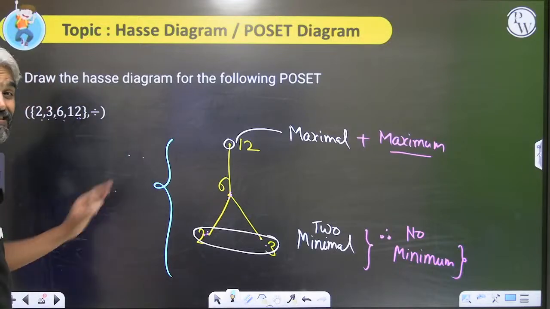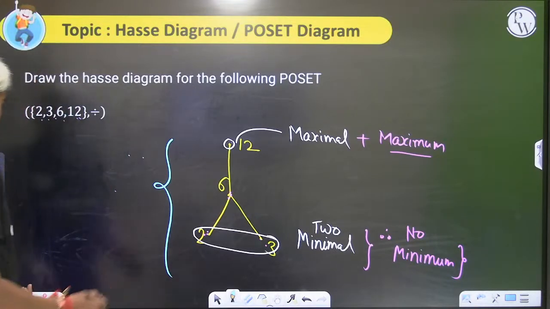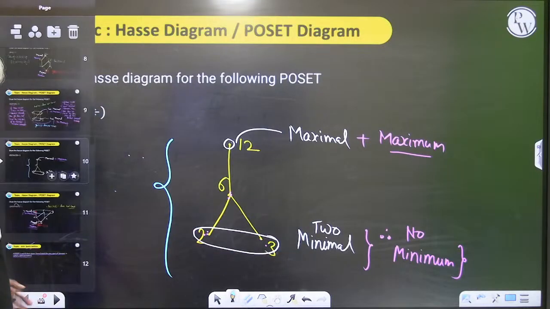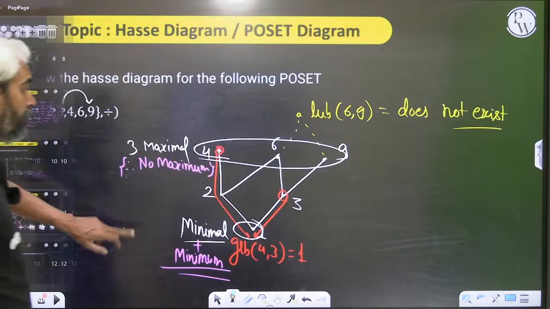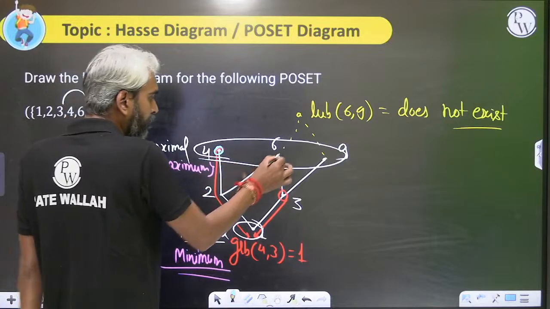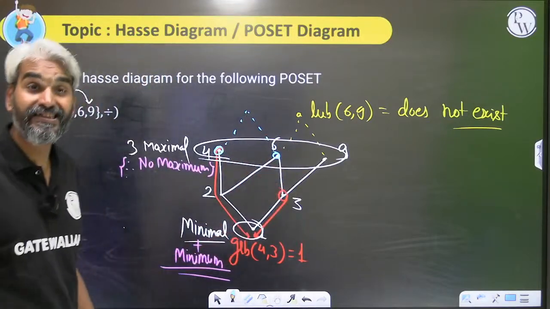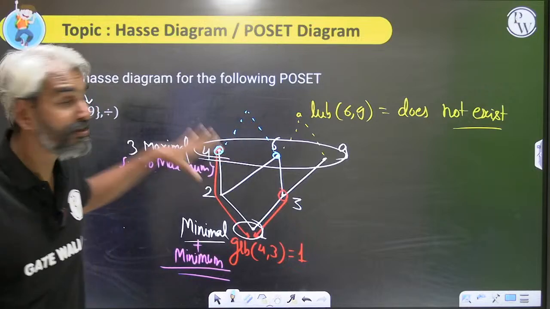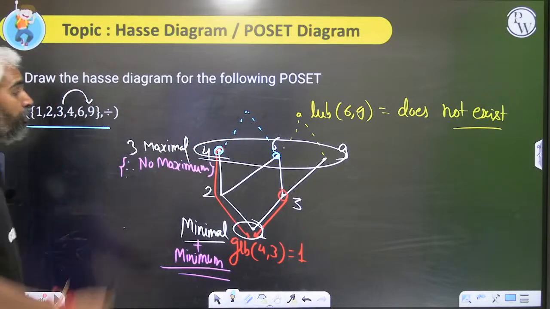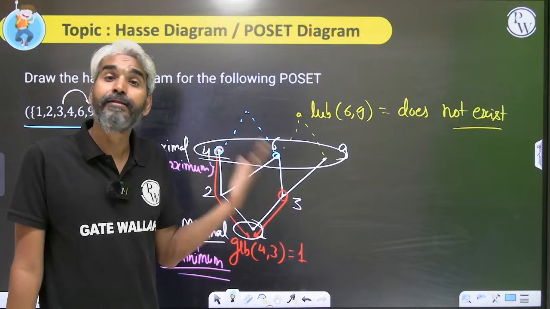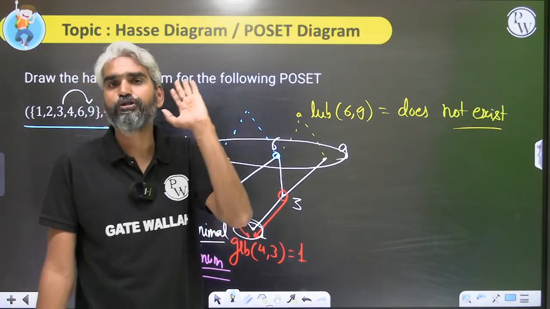So can I say that this is a join semi-lattice? Yes, sir, it is a join semi-lattice. Now, let's look at another diagram. Do we have the least upper bound of 4 and 6? No, sir. The least upper bound of 4 and 6 does not exist. So, if there exists any pair of elements in the poset for which the least upper bound does not exist in the poset, then that particular poset will not be a join semi-lattice.